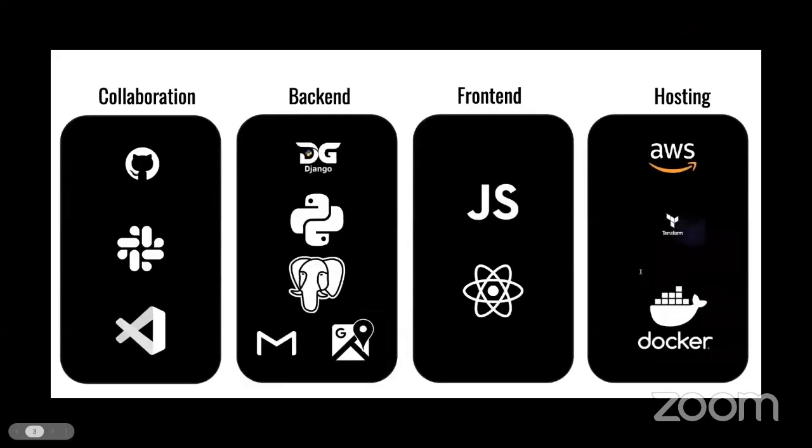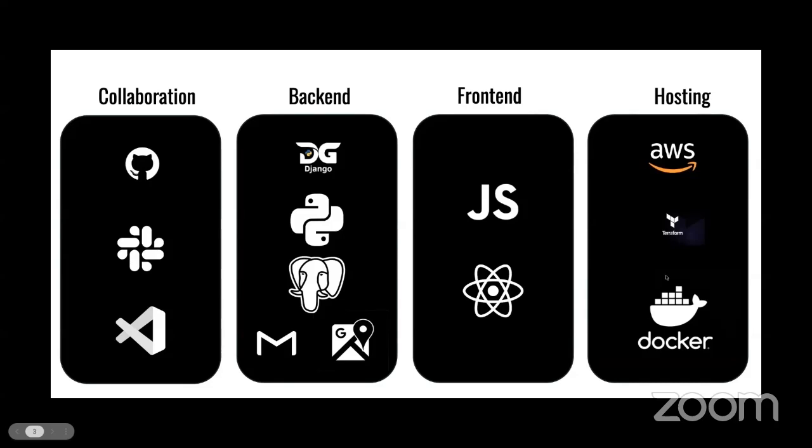Hey everyone, my name is Matt, and today I'm going to walk through the key technologies we used in our project. First, for collaboration, we use GitHub to manage our code as a team. We use Visual Studio Code to collaborate on code development, and Slack for communication. Next, for our backend, we used Django as our core framework, Python is our primary backend language, and Postgres as our database to handle storage and retrieval of events and users.